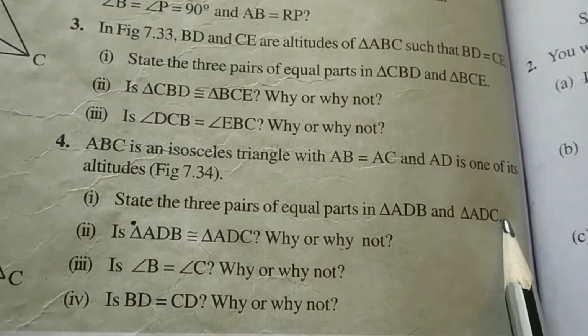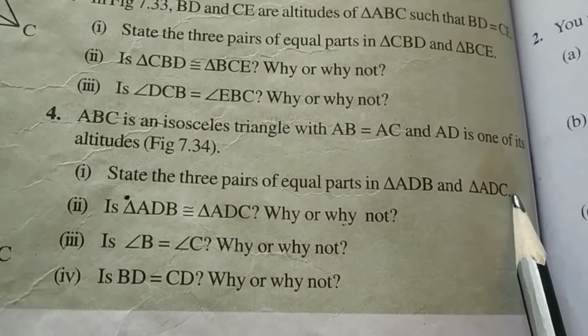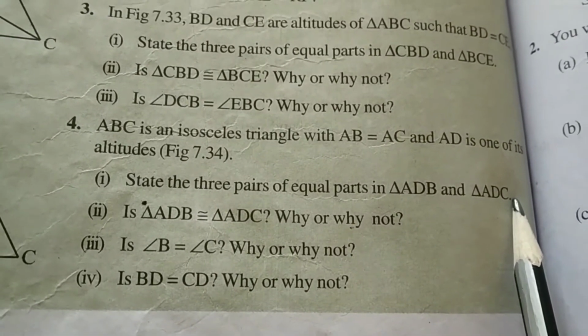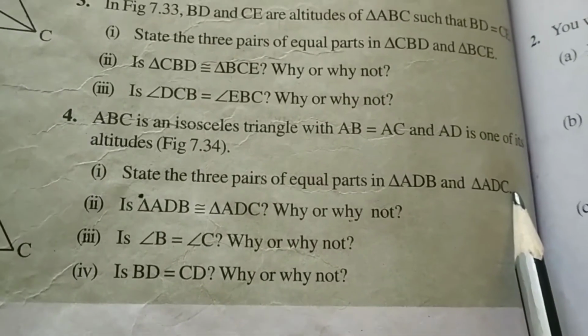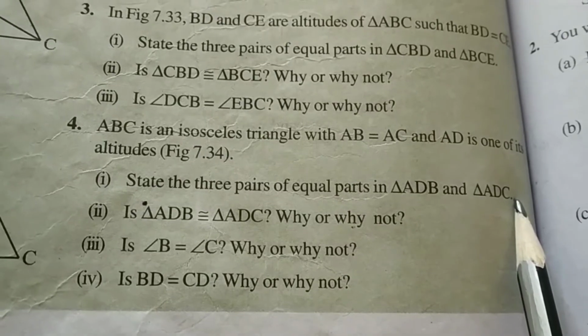Now we can discuss this fourth question. ABC is an isosceles triangle with AB equal to AC and AD is one of its altitudes. State the three pairs of equal parts in triangle ADB and triangle ADC.